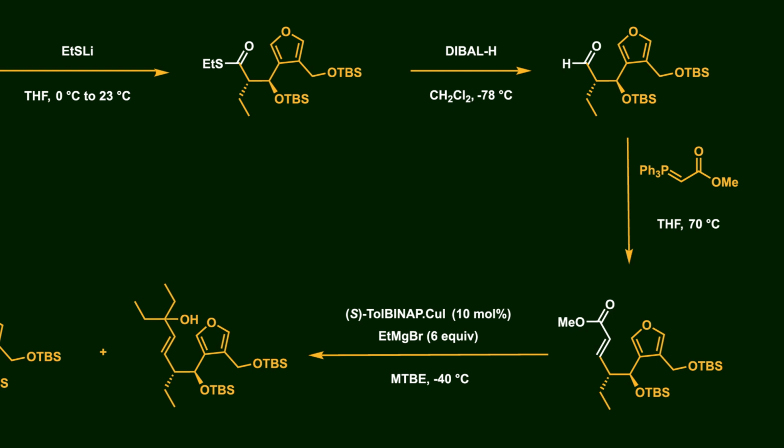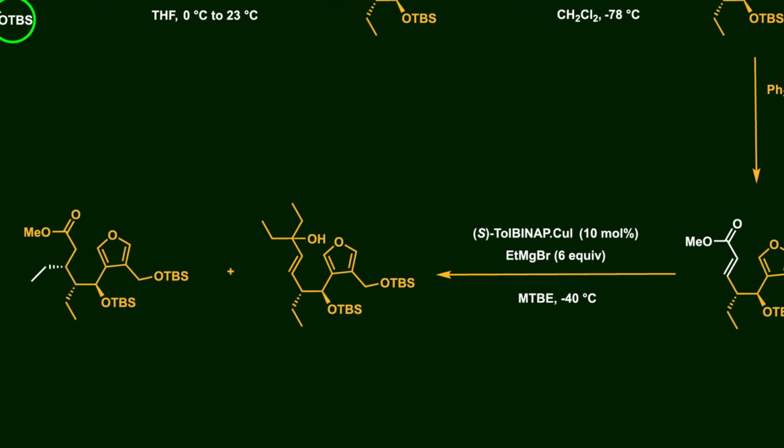Next, the Michael acceptor is installed on the molecule via a Wittig reaction, setting the stage for a 1,4 Michael addition. At this stage, the second ethynyl substituent must be introduced in an enantioselective manner. For this purpose, Tol-BINAP with copper iodide is used as a chiral catalyst. Note that a side product arises from the over-alkylation via a 1,2 addition of ethynyl magnesium.